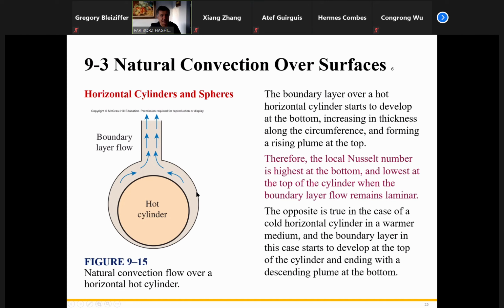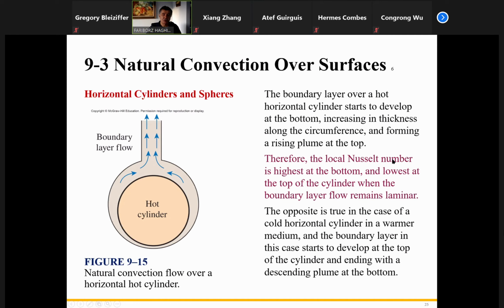The velocity here becomes 0. The velocity here is the same thing we said, just like the wall we saw before. But as it moves up here, the contact time between the air and the cylinder increases. As the pipe becomes bigger, the thickness increases, okay? If this cylinder is cold, it becomes the opposite. Cold air comes here and goes down here.